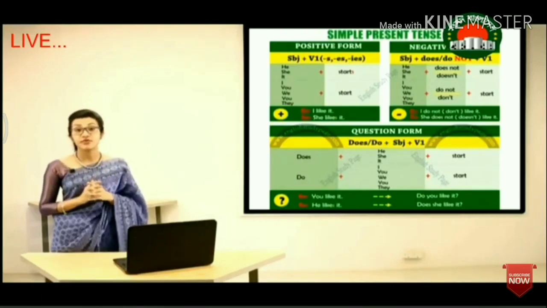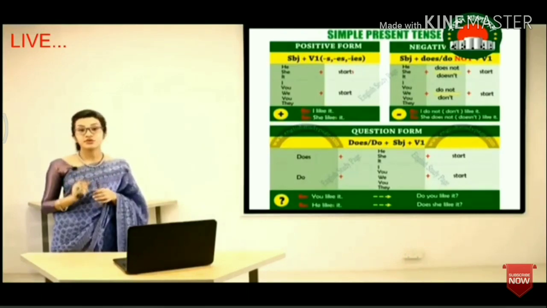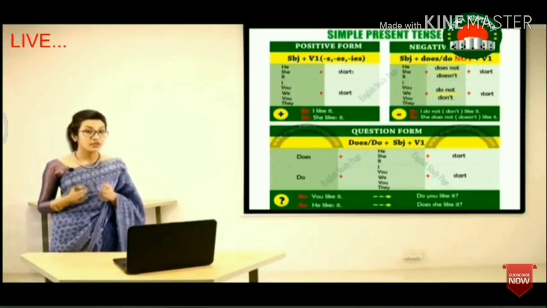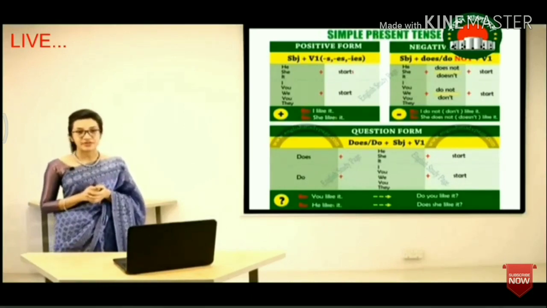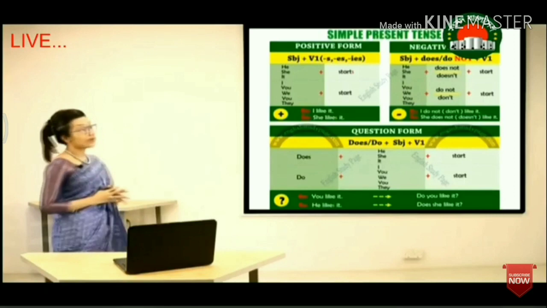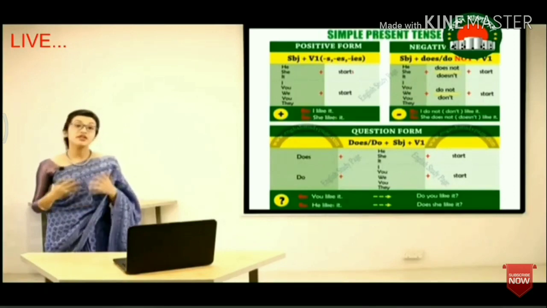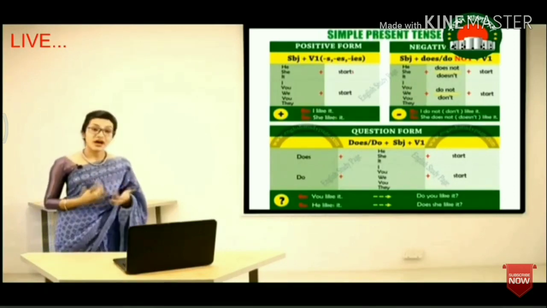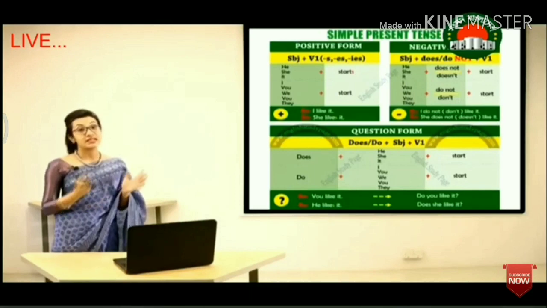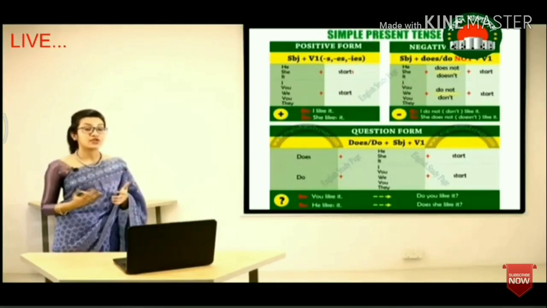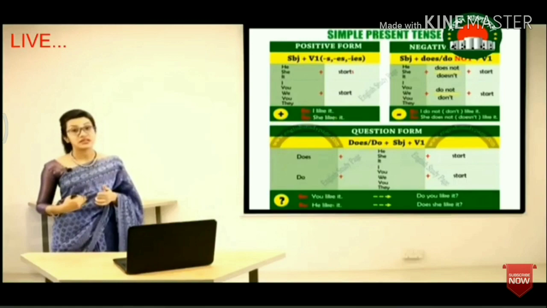The thing that you have to remember is if you are going to use the short form or contraction form, do not forget to use the apostrophe. And now what is going to be in the question form or interrogative sentence? When we ask a question, we usually in simple present tense ask the question with do or does.